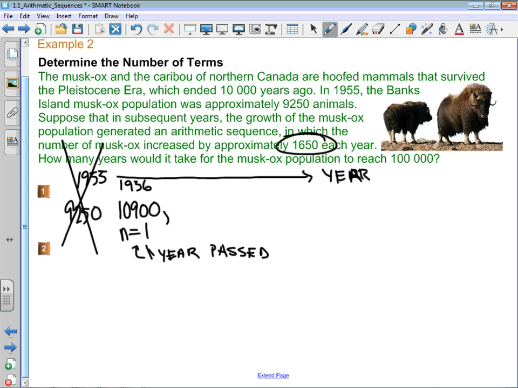And I get in 1957, or 2 years after these bison have been allowed to repopulate, 12,550 of the animals. And I'm going to do one more. If I let another year go by, what I have is 14,200. And what's going to happen is that this pattern is going to continue until we get to either 100,000 or a number bigger than 100,000. Now, in order to solve this, what we have to do is come up with our general term and then put 100,000 in for it.